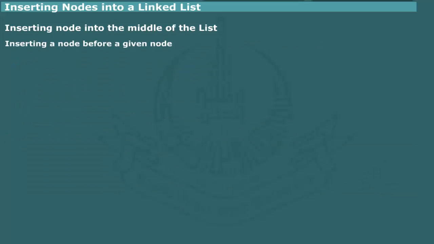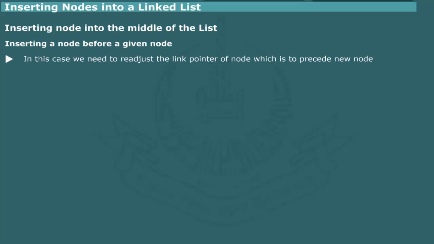Inserting a node before a given node. The algorithm for inserting a node before a given node is slightly more complex than the one for inserting after a specified node. The reason is that in placing a new node in the correct position, we need to readjust the link pointer of the node which is to precede the new node. Thus, we have to identify not only the given node, but also the node that precedes the given node.